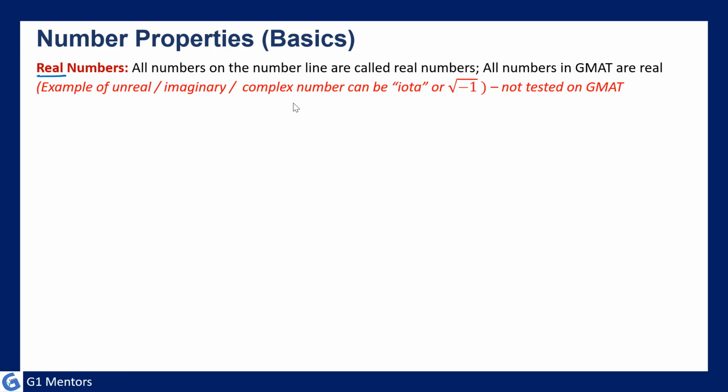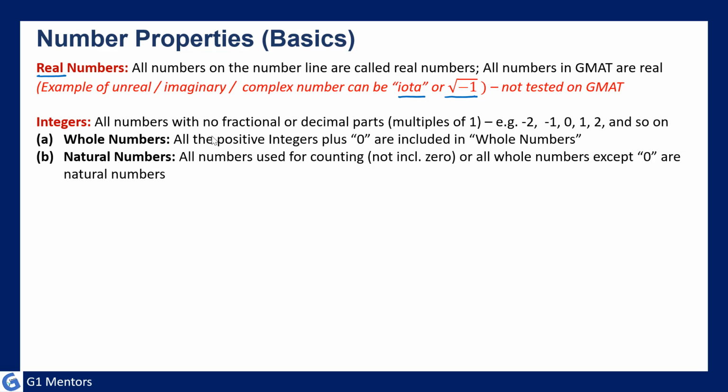What are real numbers? All numbers on the number line are called real numbers. Examples of unreal, imaginary or complex numbers are iota or the square root of -1. Imaginary numbers are not tested on the GMAT. To start with, let's speak about integers. Integers are all numbers with no fractional or decimal parts.